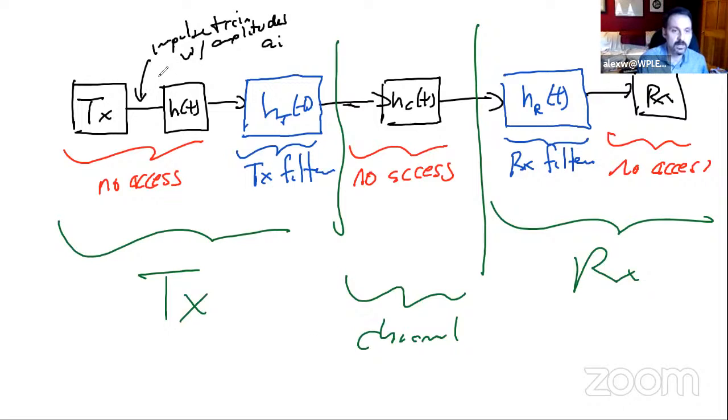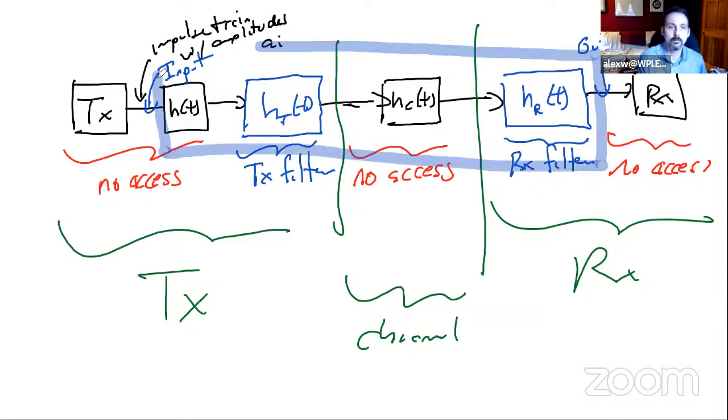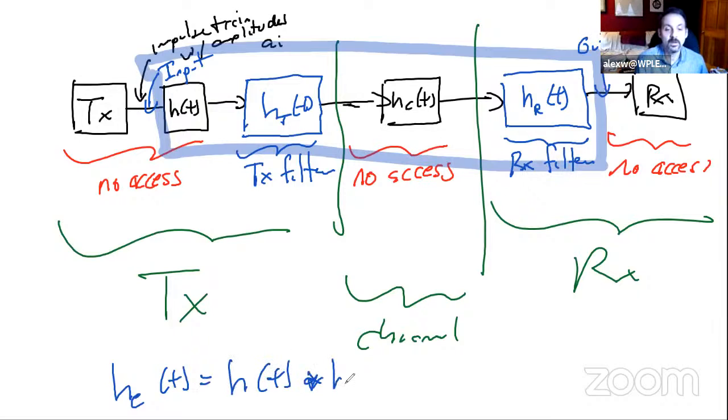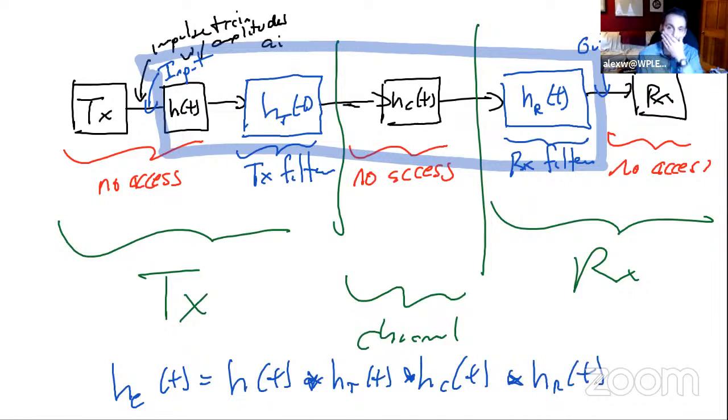If I were to look at a signal here and here, let's say that's my input to this cascade and that's my output. What's my input to output relationship, if I were to describe this whole thing as one system? I'm going to call it H_E of t, equal to my pulse shape convolved with H_T of t, convolved with the channel filter H_C of t, convolved with H_R of t, my receive filter.